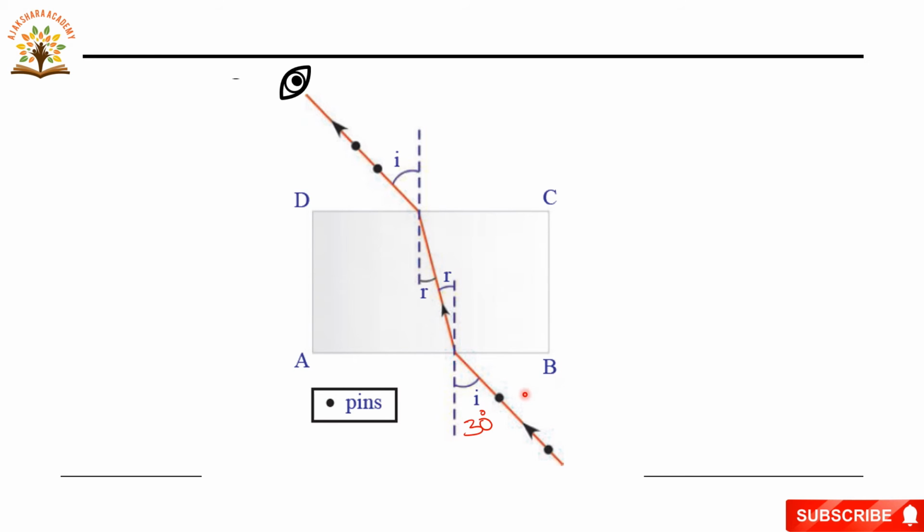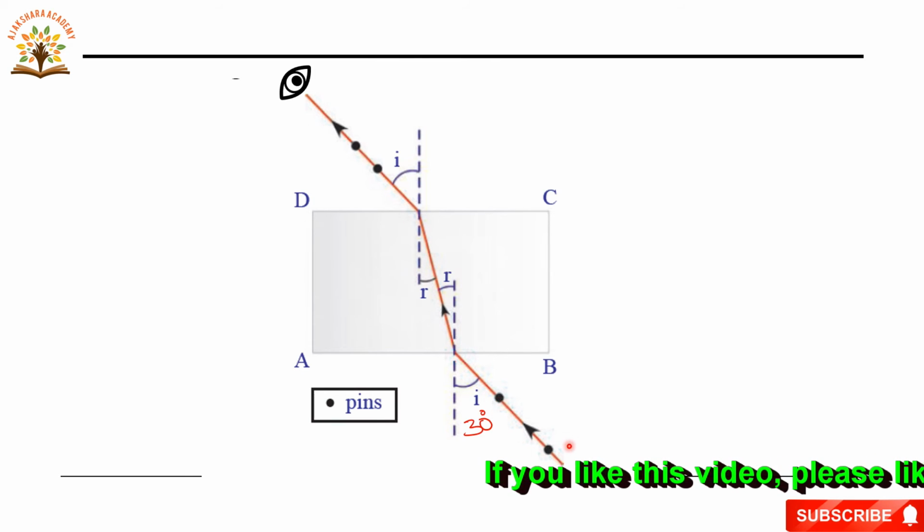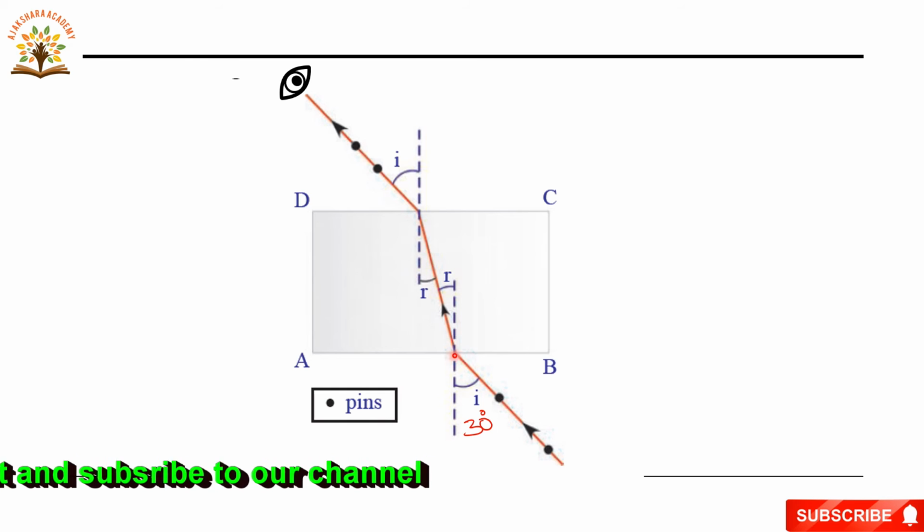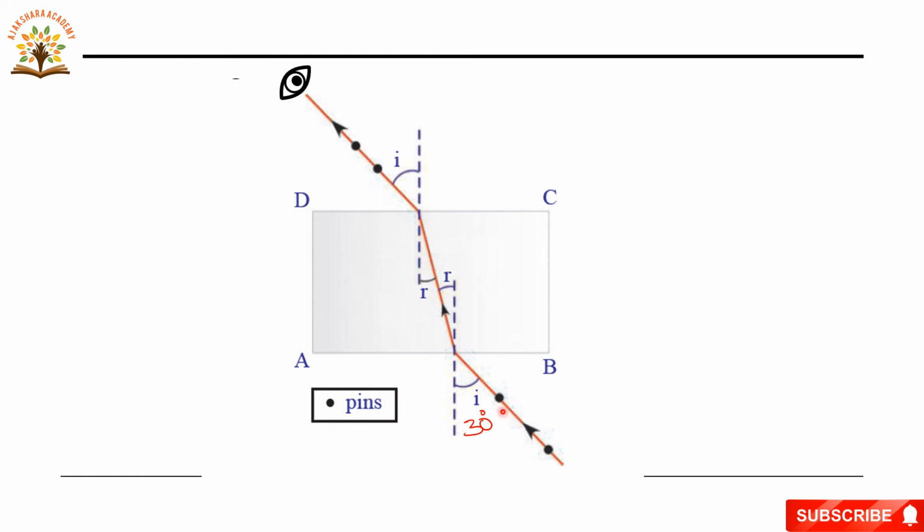And now we are placing this glass slab into this border line ABCD. Here we have to place two pins on this incident ray. The arrow mark indicates the direction of the incident ray. Now we have to observe the image of the two pins on the other side of the rectangle, that is from CD. Here this is the eye. From this direction we observe the image of these two pins, and we place two pins on the other side of this rectangle, that is the side CD.